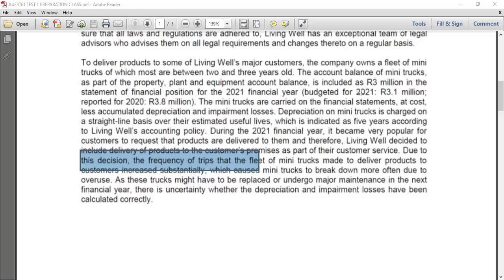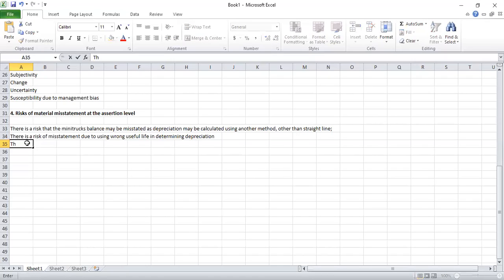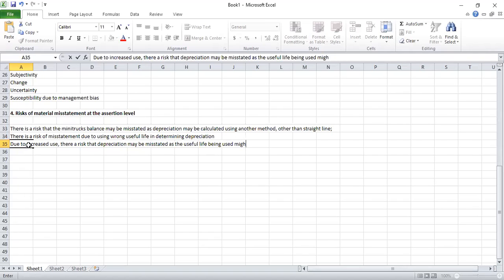Remember that carrying amount in the books is just a product of accounting policy. It doesn't look at the state of the asset. Of course, sometimes we review the remaining useful life. Right. So we can say that there's a risk that the remaining useful life might not be. Okay. So here I'm saying, due to increased use, there is a risk that depreciation may be misstated as the useful life being used might not reflect the remaining useful life.